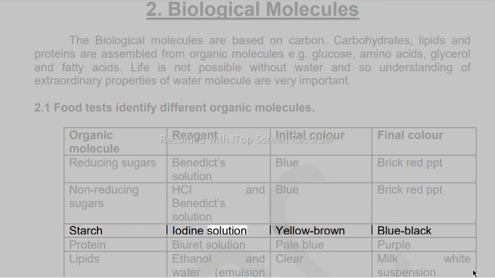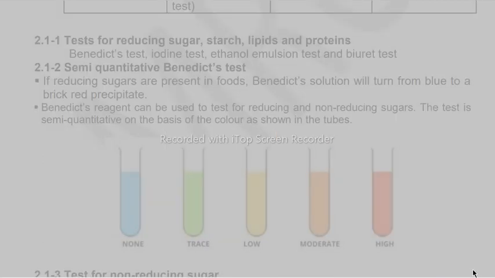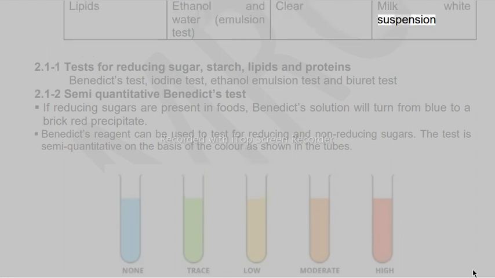Starch: iodine solution, yellow-brown to blue-black. Protein: biuret solution, pale blue to purple. Lipids: ethanol and water, emulsion test, clear to milky white suspension. 2.1-1 Tests for reducing sugar, starch, lipids, and proteins: Benedict's test, iodine test, ethanol emulsion test, and biuret test.